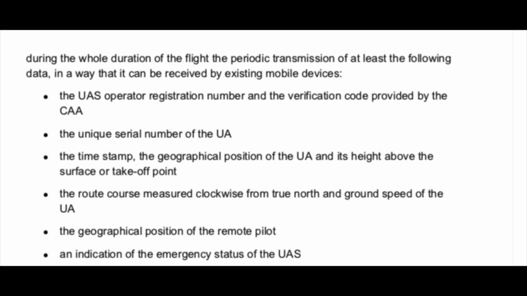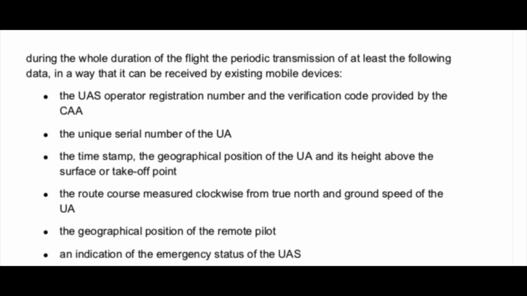Now, it's going to transmit this data in real time, and this is the information that it's going to pump out to anyone with an iPad or an iPhone or a tablet, Android or anything. Remember, it's not going online yet, and it's not going to other air users. So it's going to transmit the drone operator registration number and the verification code provided by the CAA. It's going to transmit the unique serial number of the unmanned aircraft. It's going to timestamp everything as it's flying in real time.